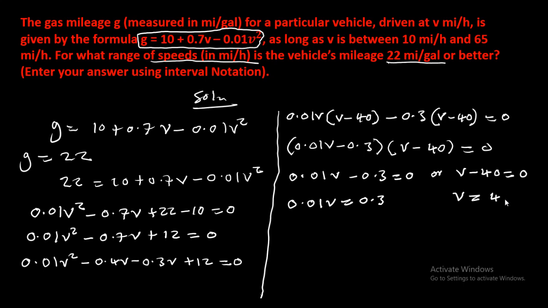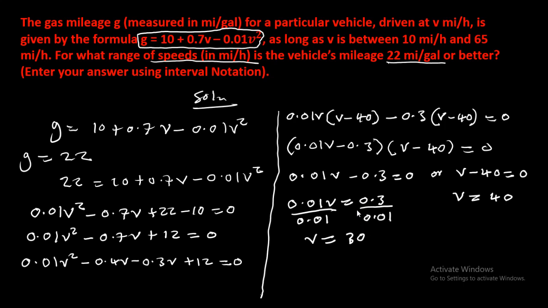So we have found the first value of v, and then for the other value, you divide throughout by 0.01, and there you also divide throughout by 0.01. You're going to discover that v will simply be equal to 30.